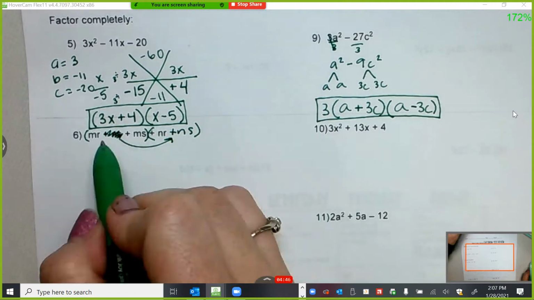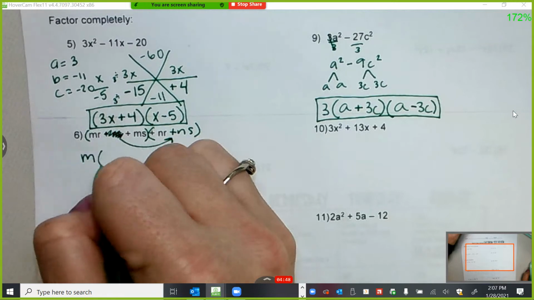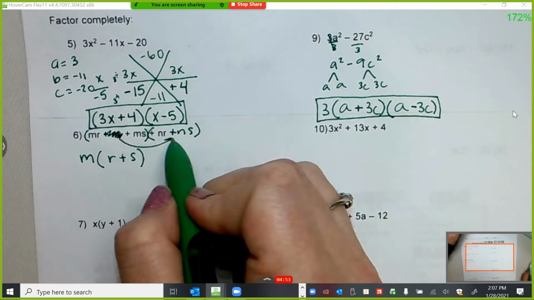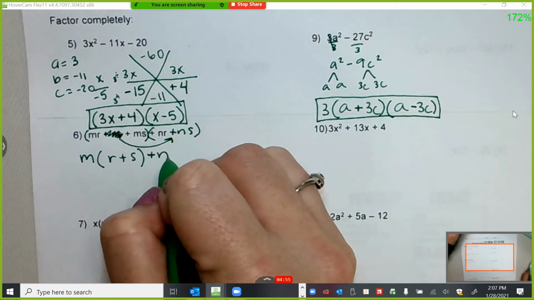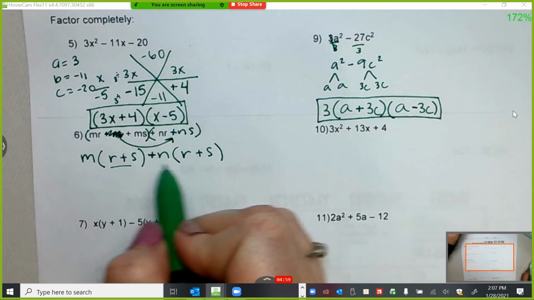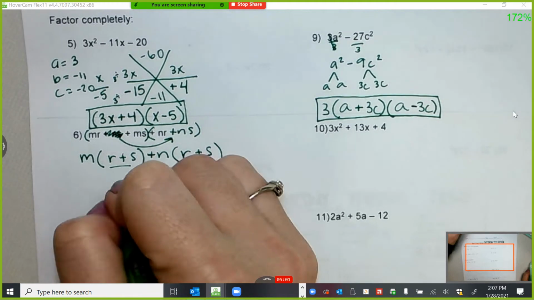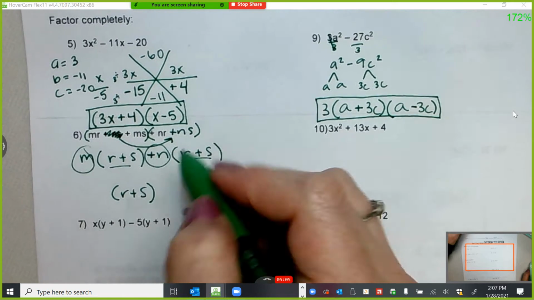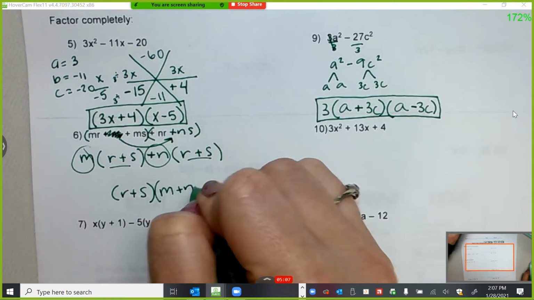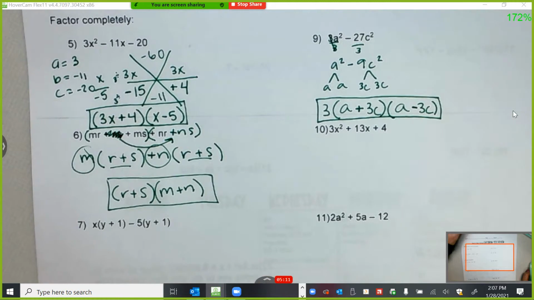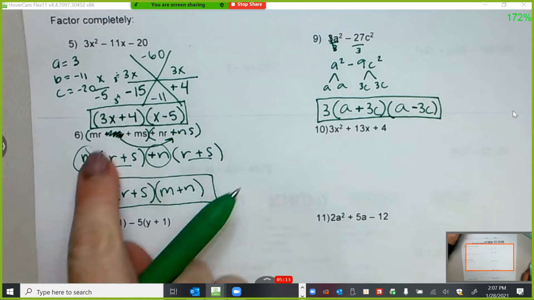Now these first 2 terms have M in common, which leaves me with R plus S when I take it out. These 2 have N, a positive N in common, and that leaves me with R plus S when I take it out. Remember, with grouping, you want your parentheses to match, and therefore that is part of your answer, and the remainders put together make the other part of your answer. So you can rearrange grouping to work.